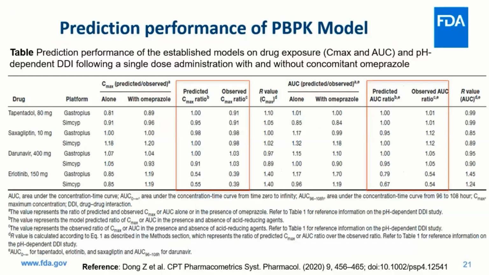The validated PBPK models were then used to predict drug exposure and pH-dependent DDI following a single-dose administration with and without concomitant omeprazole. This table shows that the model-predicted ratio of Cmax or AUC in the presence and absence of ARAs matches well with the observed values for tapentadol, saxagliptin, and darunavir. While for erlotinib, it appears to be a bit overpredicted for the ratio of Cmax and AUC in the presence and absence of ARAs.